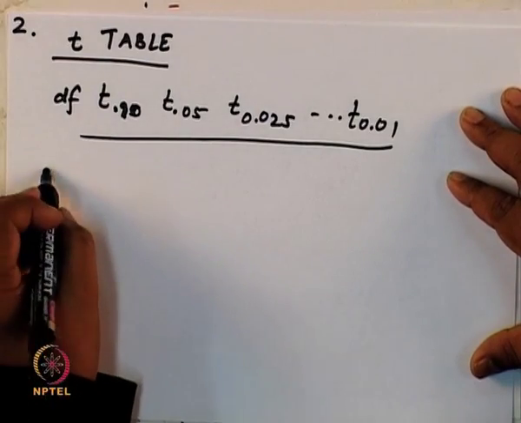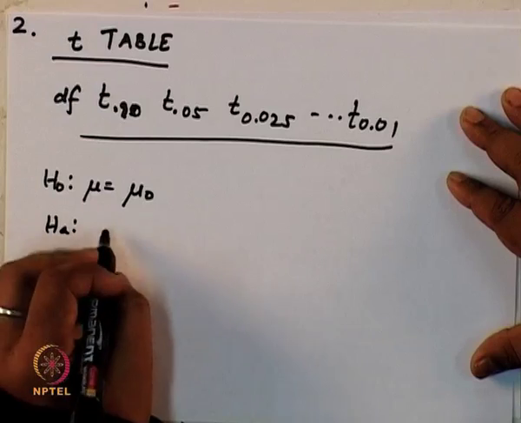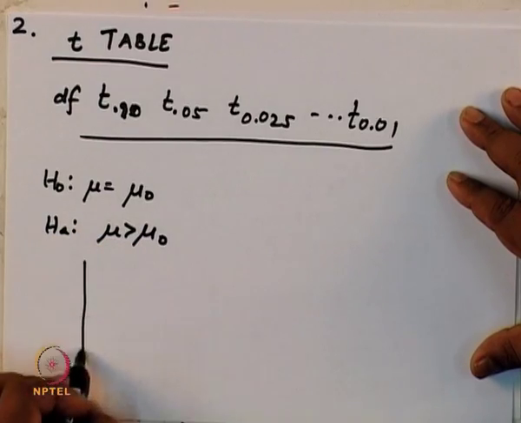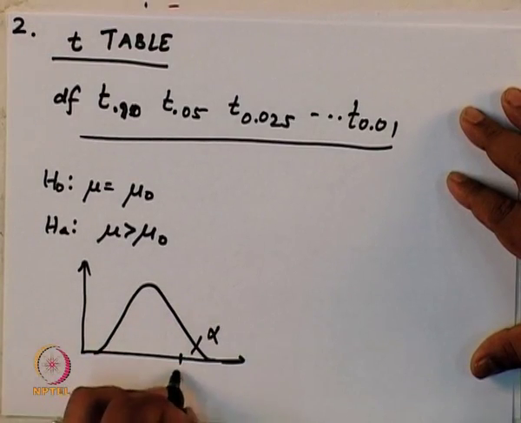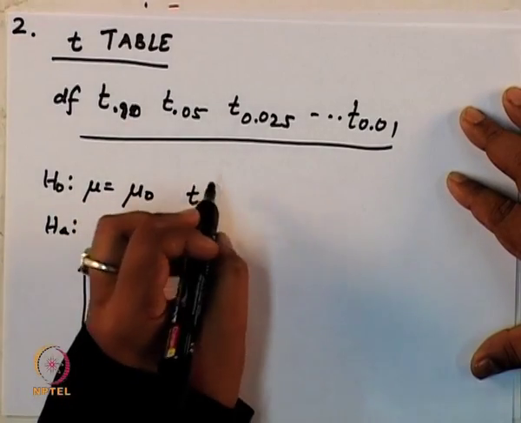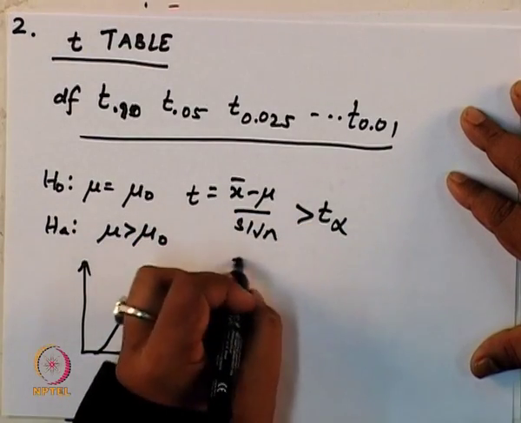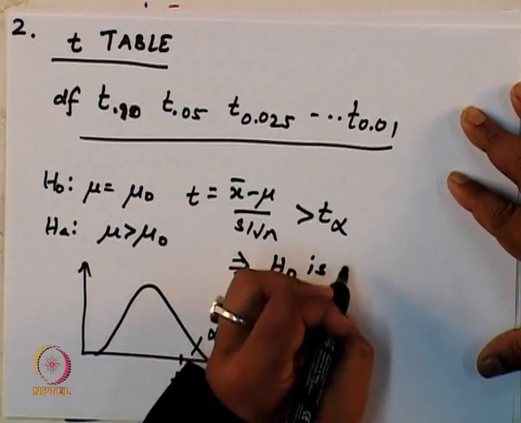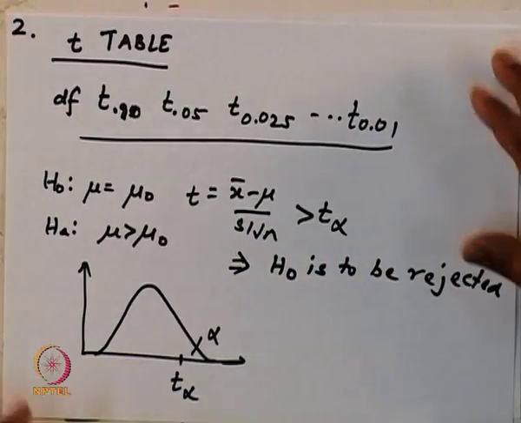So, for a t-test your hypothesis is mu equal to mu naught, and let us say your alternate hypothesis is mu is greater than mu naught. For a given value of alpha you will look up t of alpha, and if your t value, x bar minus mu by s by root n, is greater than t alpha, this would imply that H naught is to be rejected. So, t is used for small samples, estimating the population mean or differences in population means.